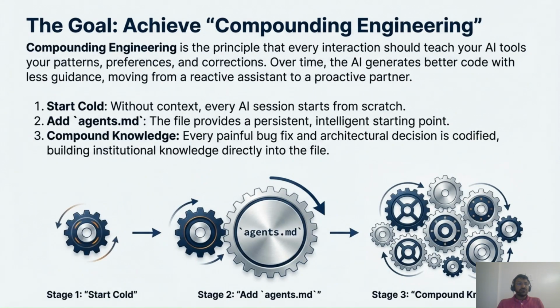There are three steps: cold start, adding agents.md, and compounding the knowledge. Cold start means every AI session starts from scratch. Then we add the agents.md, which provides an intelligent starting point. For compounding knowledge, every time we fix an issue, the new rules used to fix it are added to the agents.md.